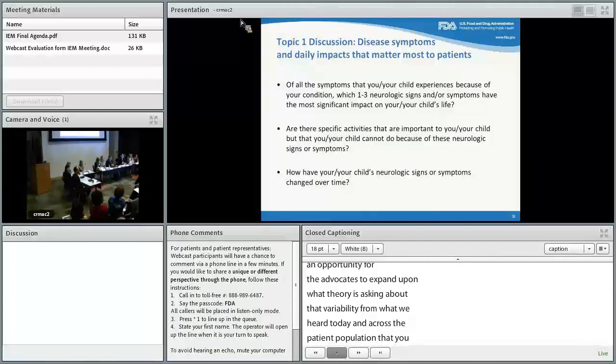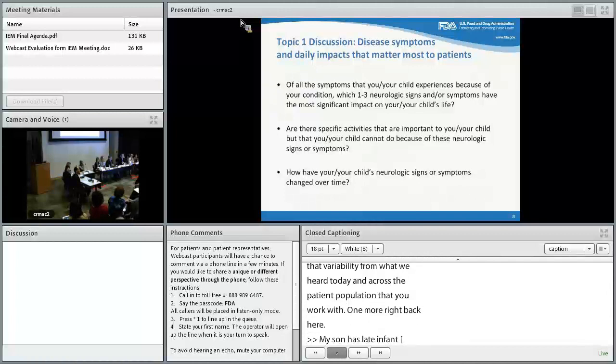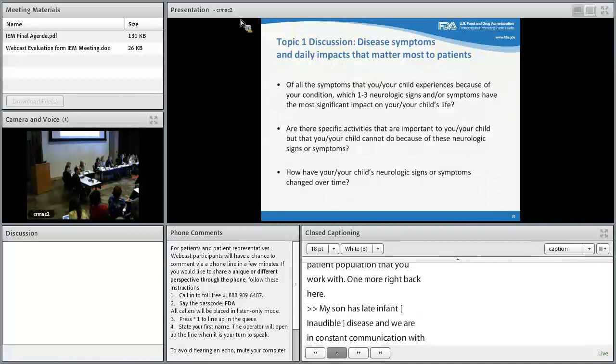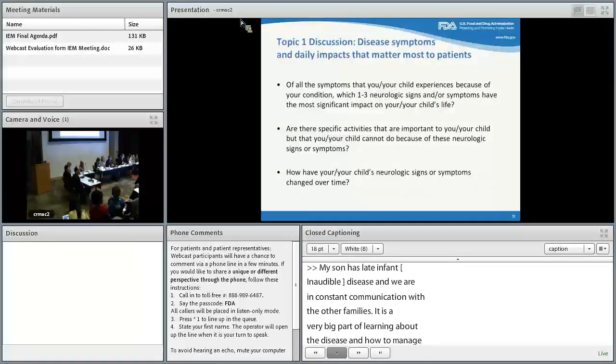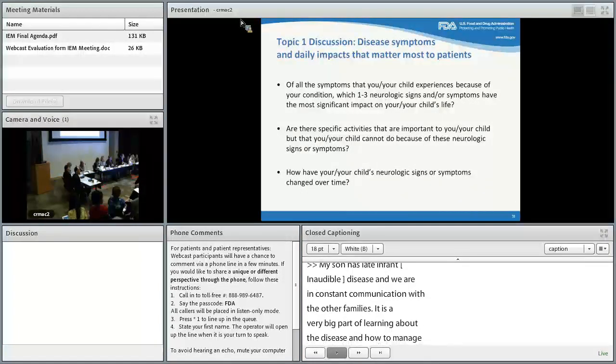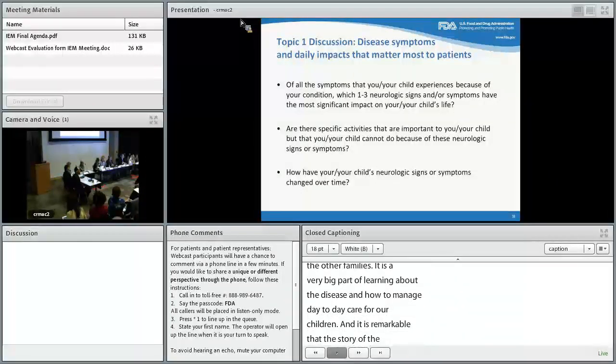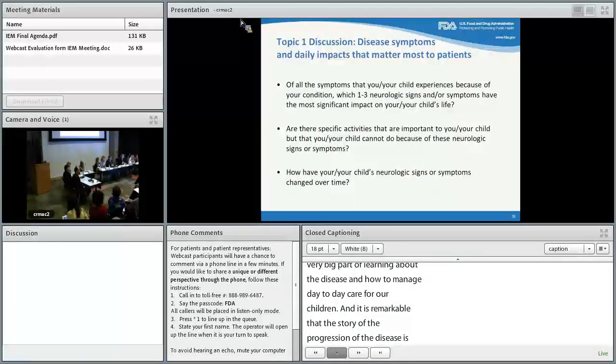My son has late infantile Batten's disease, and we are in constant communication with the other families. It's a very big part of learning about the disease and how to manage day-to-day care for our children. And it's remarkable that the story of the progression of the disease is very similar in terms of diagnosis and just the overall progression of the disease. So it's very similar, and it's very important for us to be in contact with the other families.